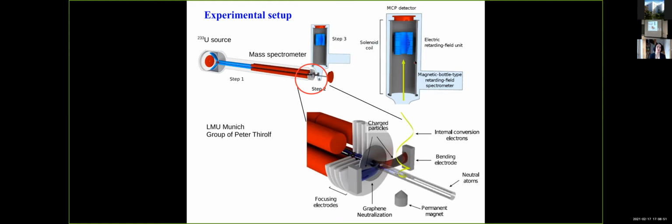So in principle, by knowing the value of the retarding field where the electrons still reach the detector, we would know the energy of those electrons. Unfortunately, instead of a sharp cut in the number of counts as a function of retarding voltage, we see an interesting structure. And this is where we came into play.